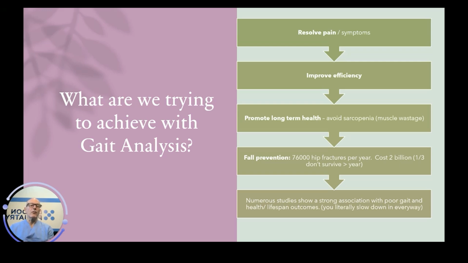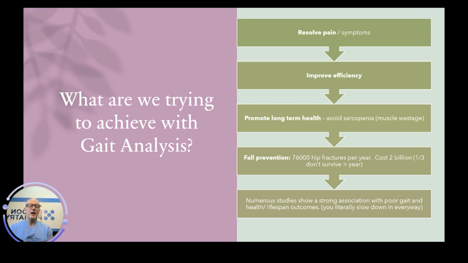There are recognized parts of the aging process, in particular sarcopenia, where you get muscle wastage, which are very detrimental to our quality of life and how long we live. The stronger they are and the better and efficient our gait, the more likely we are to live a healthy lifestyle and to be less susceptible to falls.